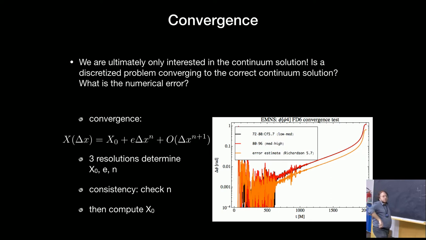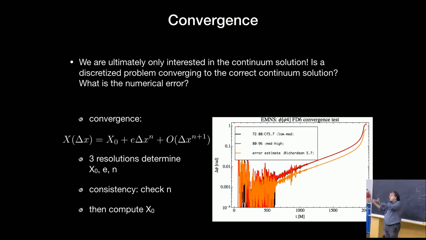Because if I use Runge-Kutta 4, it's fourth order accurate. My convergence order n should be 4. Okay? Now, because this is just a leading order thing, you will not find exactly 4. Maybe you find 4.1, and you say, if I find 4.1, this is consistent with the expectations. Seems to be okay.